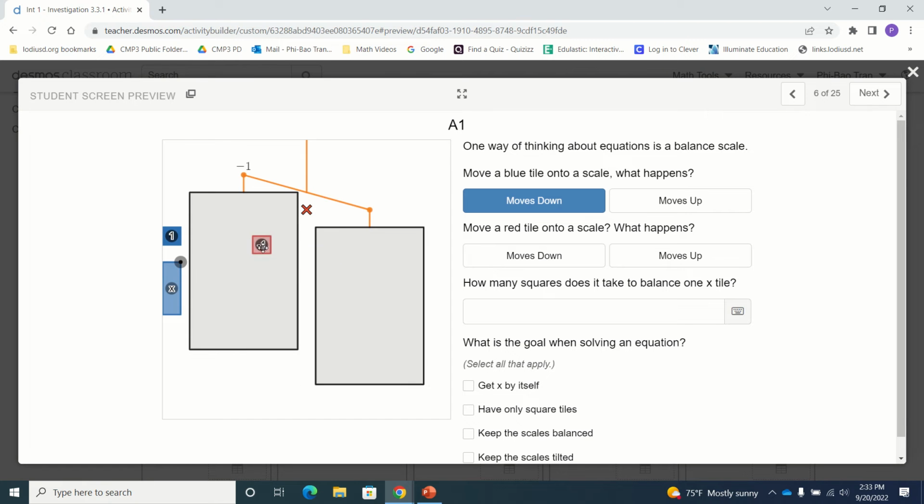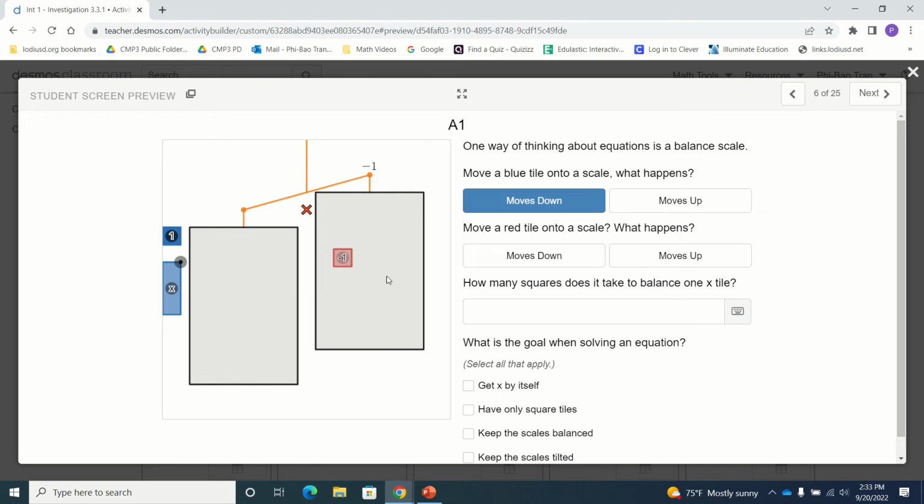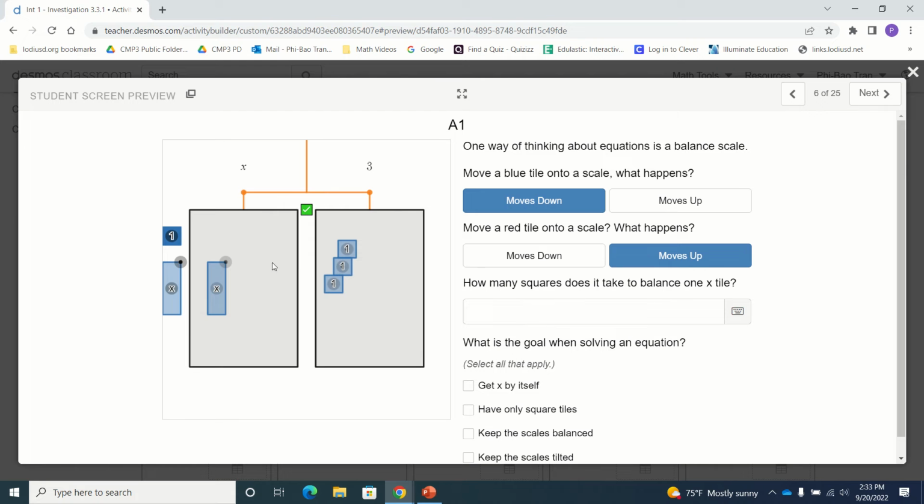Notice that when I drag a red tile onto the scales, it pulls it up, like a balloon. Instead of weighing it down, it pulls it up. So a red tile moves it up. If I want to figure out the weight of an X tile, I can keep placing tiles on the other side. So 2 and 3. And it looks like it takes 3 tiles to balance out an X tile.